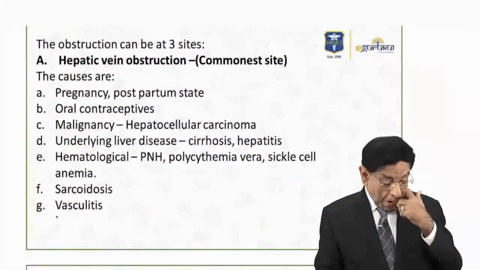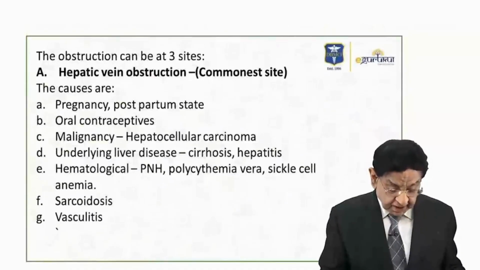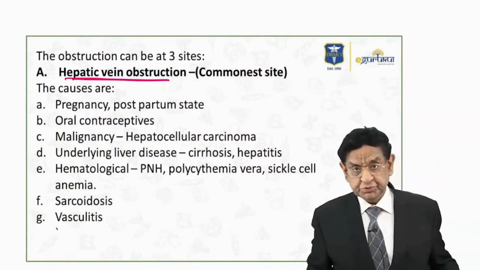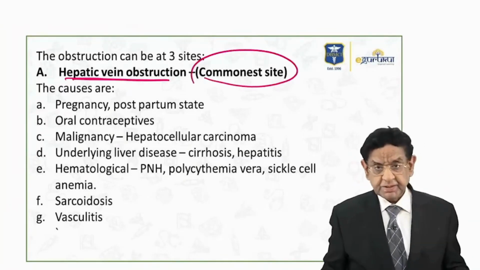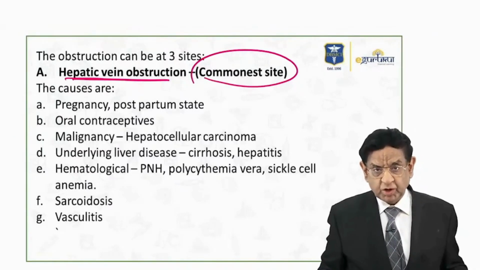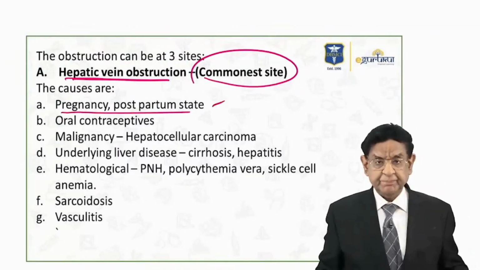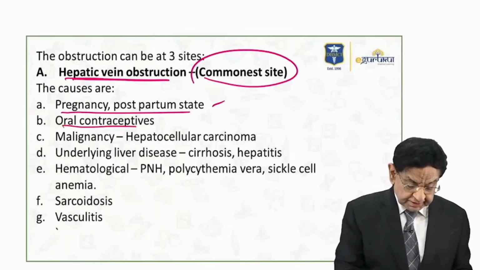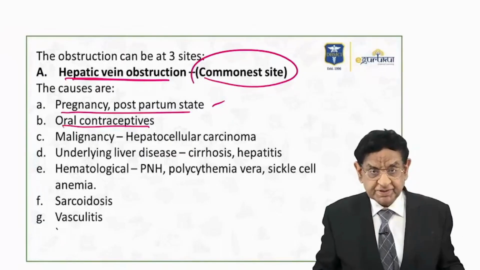Now obstruction can be at three major sites. Hepatic vein obstruction: I just show you the beautiful picture, hepatic vein. It's the most common site, point to be noted. Now what are the causes or conditions where hepatic vein obstruction occurs? Pregnancy or postpartum state is a very, very important condition. Okay. Similarly, oral contraceptive.